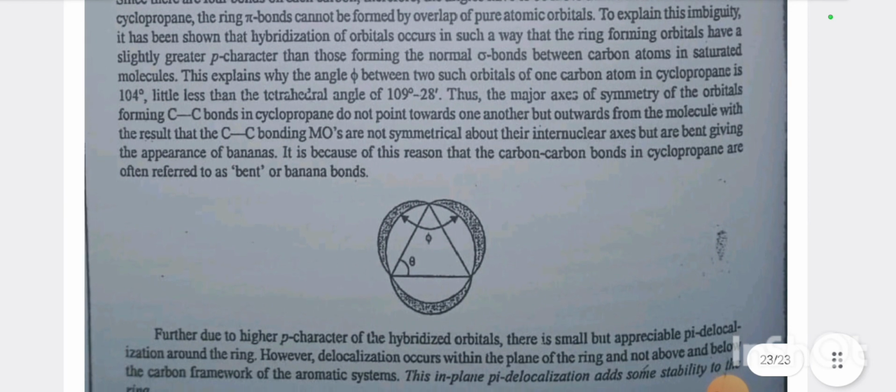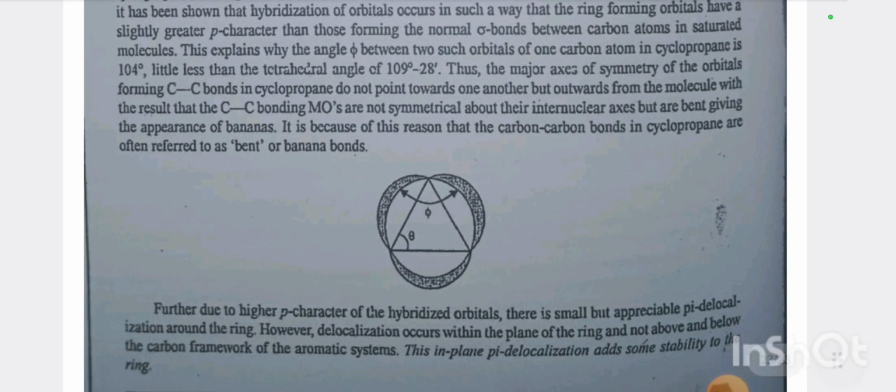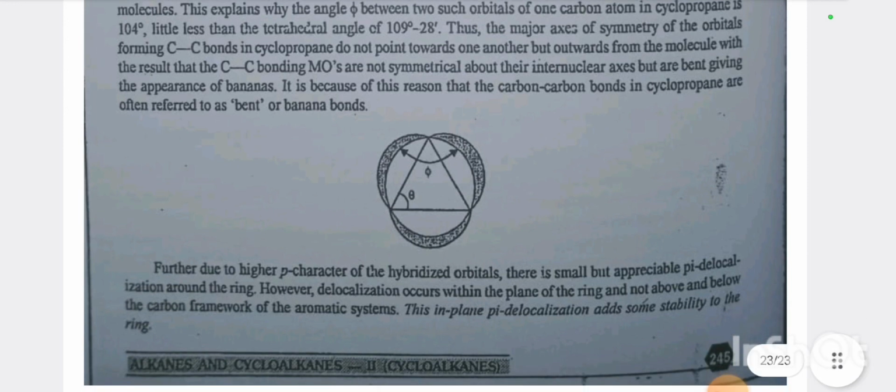To explain this anomaly, it has been shown that the hybridization of orbitals occurs in such a way that the ring forming orbitals have a slightly greater p character than those forming the normal sigma bonds between carbon atoms in saturated molecules. This explains why the angle phi between two such orbitals of one carbon atom in cyclopropane is 104 degrees, a little less than the tetrahedral angle.